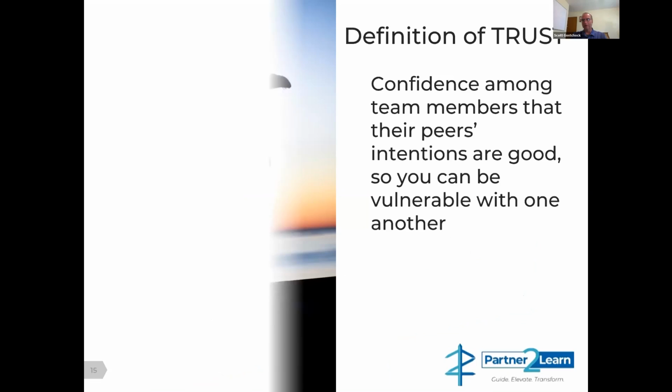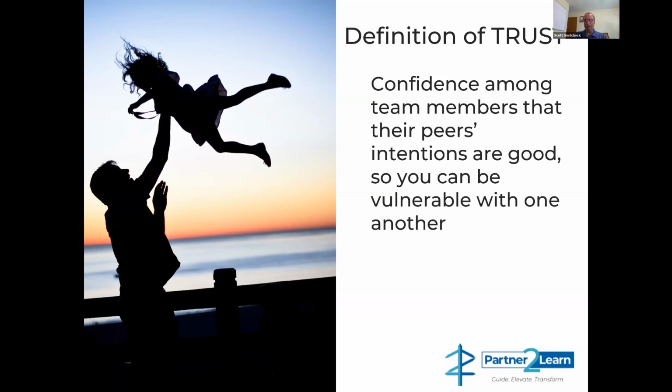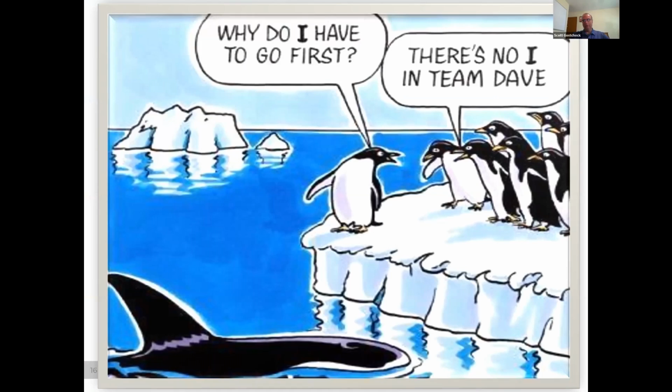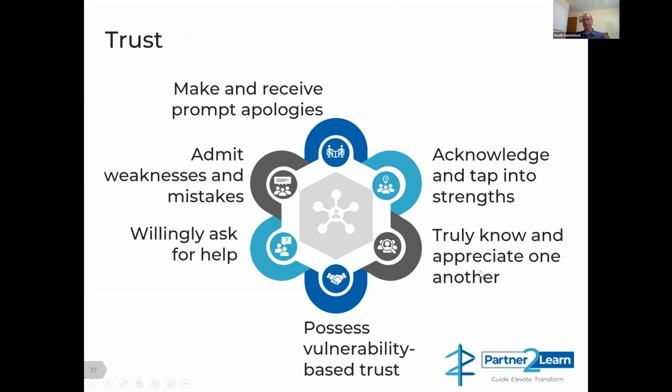So what is positive trust? Well, again, we go to the definition. Trust is confidence among team members that their peers' intentions are good, so you can be vulnerable with one another. And we'll talk about what vulnerable means in just a little bit. And then maybe this is how you have felt with trust. Why do I have to go first? There's no I in team, Dave says as he's staring out at the killer whale. Maybe sometimes you've felt that you've been alone. There may not be an I, but there's a me in team, people will say, and they do act selfishly, and unfortunately, that's when a team fails.